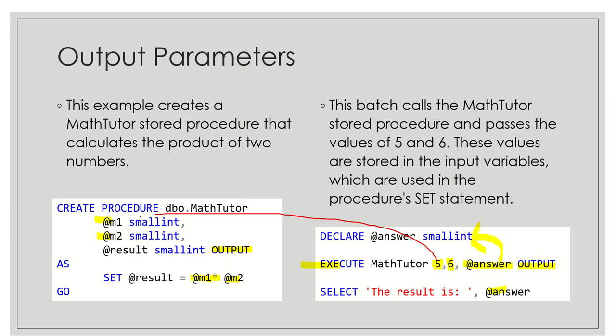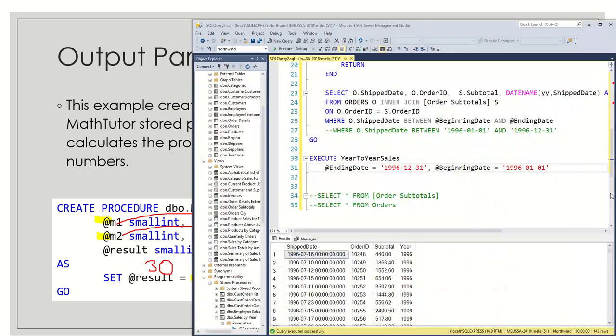So 5 becomes M1, and 6 becomes M2. And down here, we're going to have 5 times 6 being assigned. So 30 becomes result, which means that the 30 gets put into answer. So our output here is going to say the result is 30. Let's test it out in T-SQL. So we'll write our create statement.